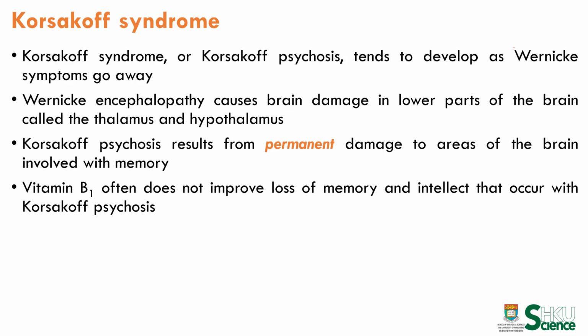Wernicke encephalopathy causes brain damage in the lower parts of the brain, called the thalamus and hypothalamus. The Korsakoff psychosis is different from the Wernicke encephalopathy in that it induces permanent damage to areas of the brain that involve memory. Thiamine often doesn't improve loss of memory and intellect that occur with Korsakoff psychosis.